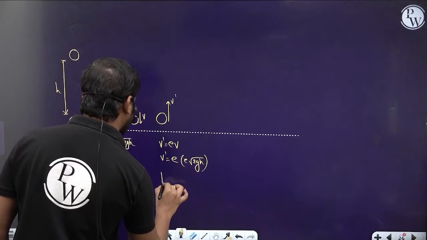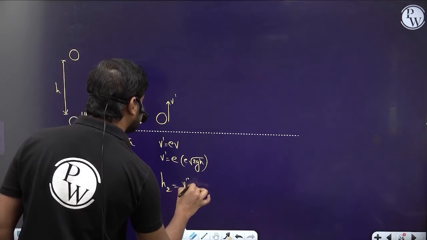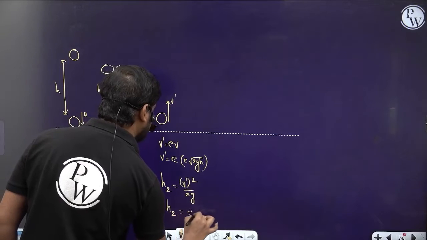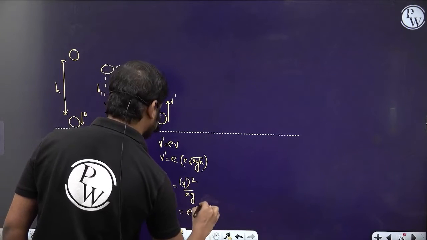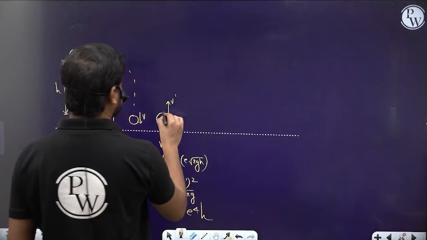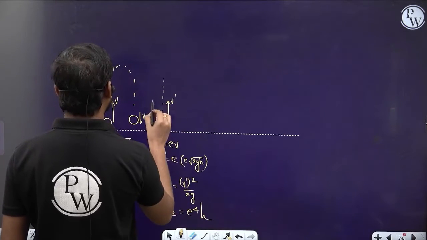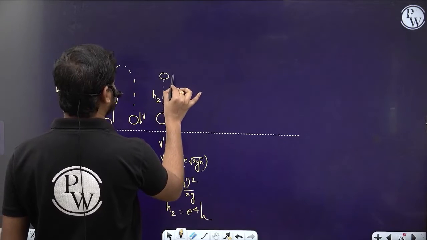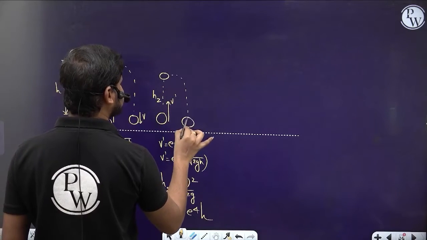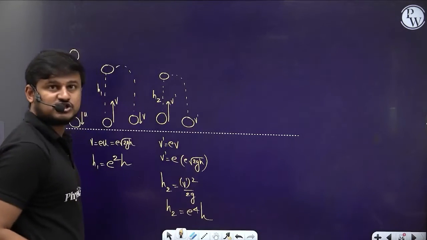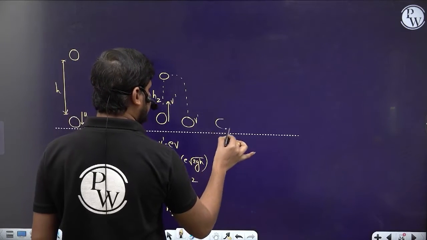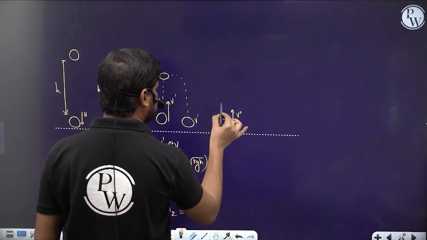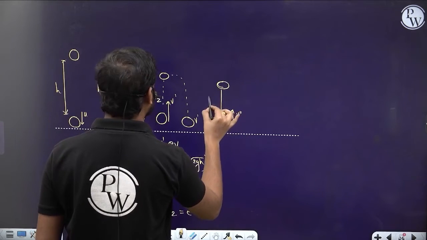So now height h2 will become v dash square by 2g. From there we got h2 as e to the power 4 into h. Then it goes up and rises to a height h2, and comes back with a velocity v dash. Now it again rebounds with some other velocity v double dash, and rises to some other height h3.